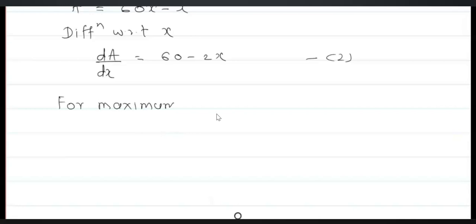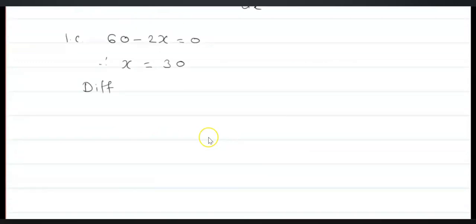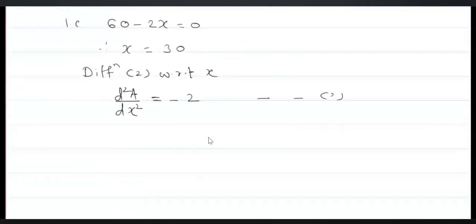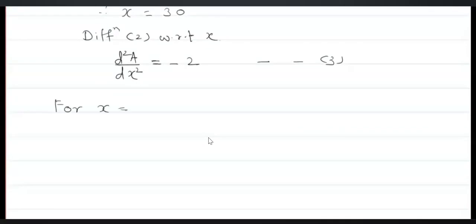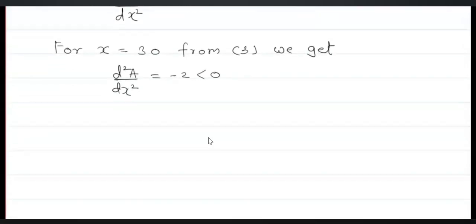For maximum, we will find out the value of x. For that, dA upon dx is equal to 0. That is 60 minus 2x is equal to 0, and therefore the value of x is equal to 30. Now differentiate equation number 2 with respect to x. If we differentiate, that is d2A upon dx square, then you will get minus 2, which is negative, and this is the condition for the maxima. Therefore, for x equals 30, from 3, we get d2A upon dx square, that is minus 2, which is less than 0.